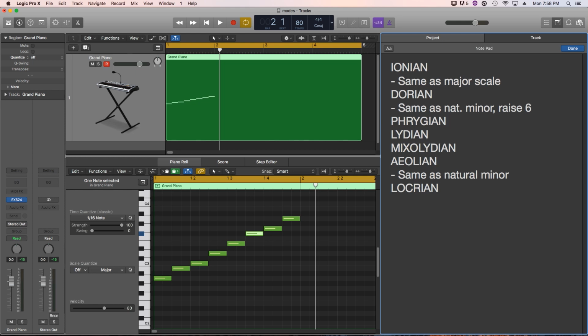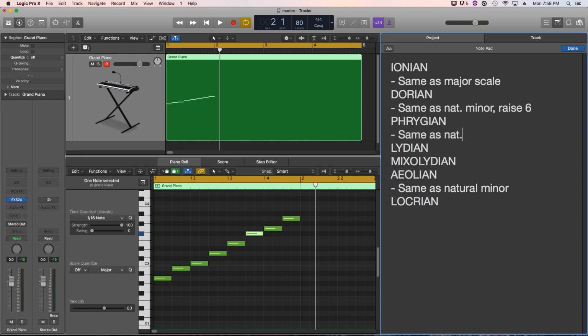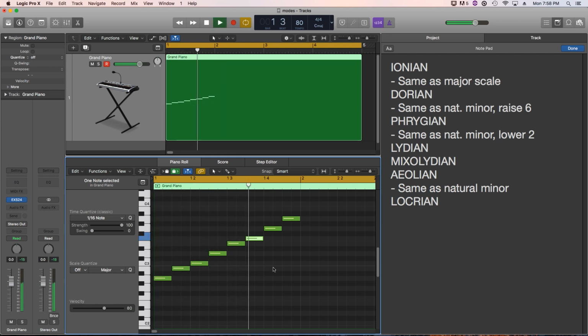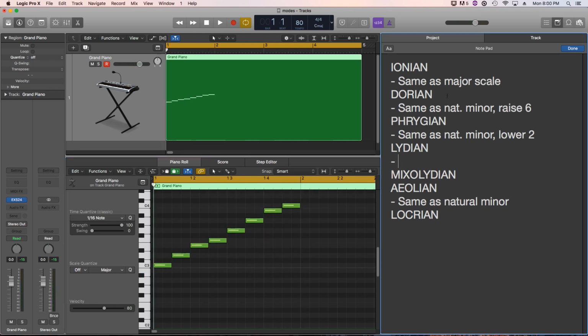Phrygian. Phrygian is also the same as natural minor, but you lower the 2nd note. So let's go back to A Aeolian or A natural minor. Let's lower the 2nd note. And you get Phrygian.